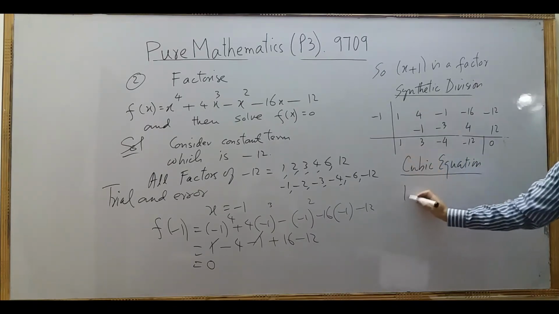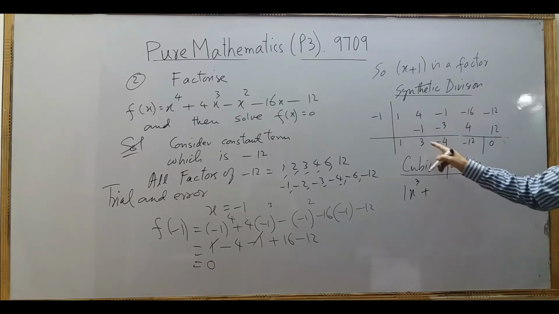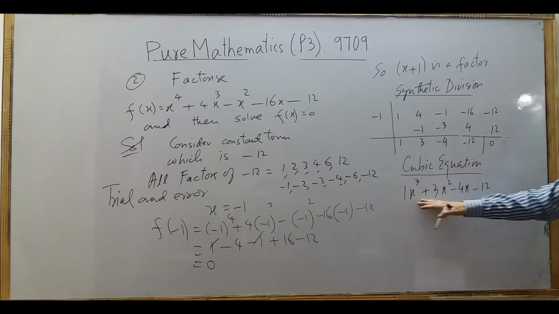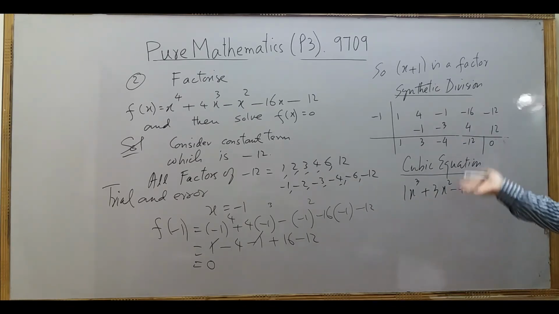This will be the coefficient of x cube. This will be the coefficient of x square, minus 4x minus 12. Now again we will think over it, and by trial and error we will find another root, and then we will apply again the synthetic division.